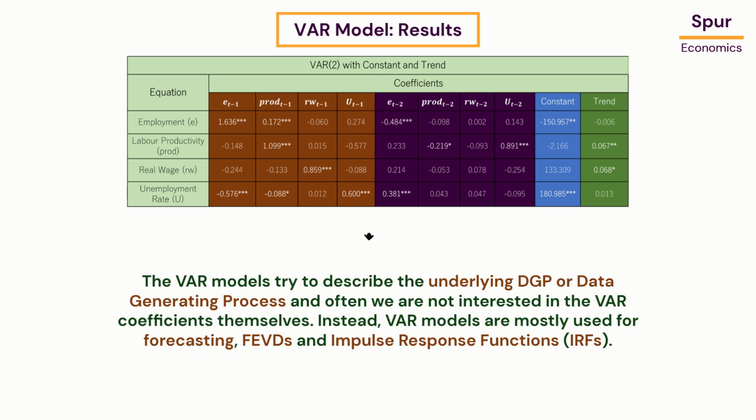The VAR models try to describe the underlying DGP or data generating process, and often we are not interested in the VAR coefficients themselves. Instead, VAR models are mostly used for forecasting, FEVDs, and impulse response functions or IRFs.